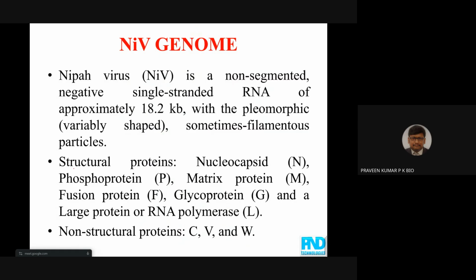In Nipah virus, we again have two types of proteins: structural proteins and non-structural proteins. You remember in SARS-CoV-2, I mentioned we have 4 structural proteins and 16 non-structural proteins. Whereas here, there are 3 non-structural proteins: C, V, and W. Whatever I worked on is just the non-structural protein W. But all these proteins have already been worked on by scientists and published in reputed journals. If you see structural, there are 6 proteins.